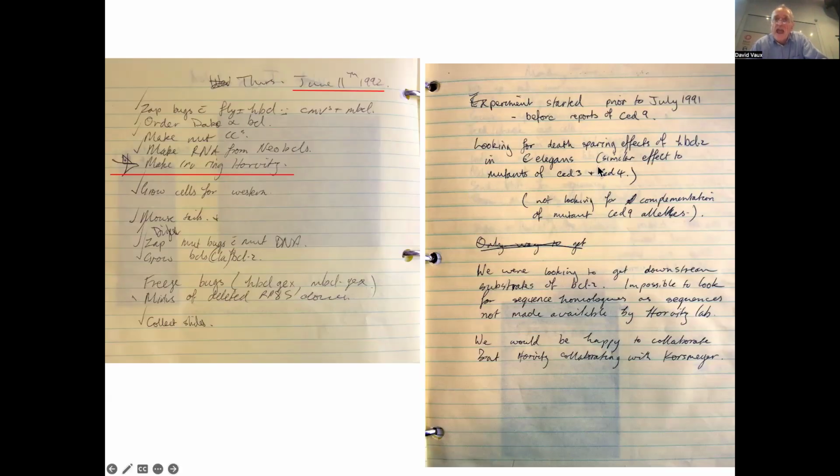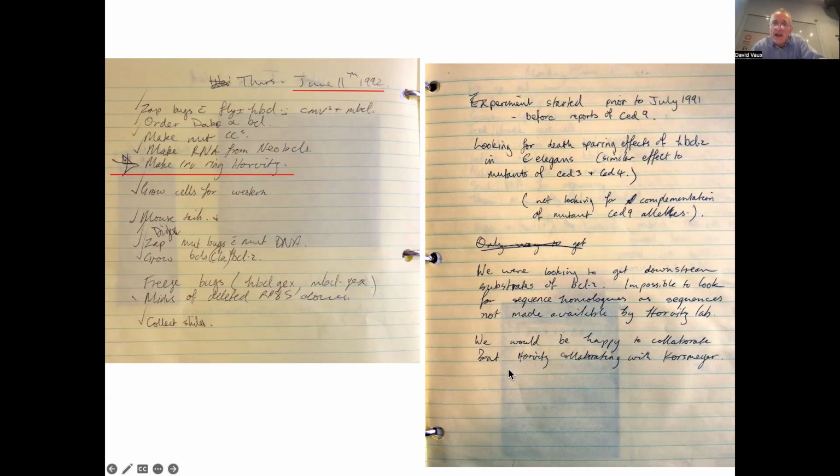elegans. And we were looking for death-sparing effects of human BCL2 in C. elegans, similar to the effect of SED3 and SED4. We were not looking to complement mutant SED9 alleles. We were looking to get downstream substrates of BCL2. It's impossible to look for sequence homologs, as sequences are not made available by the Horvitz lab.